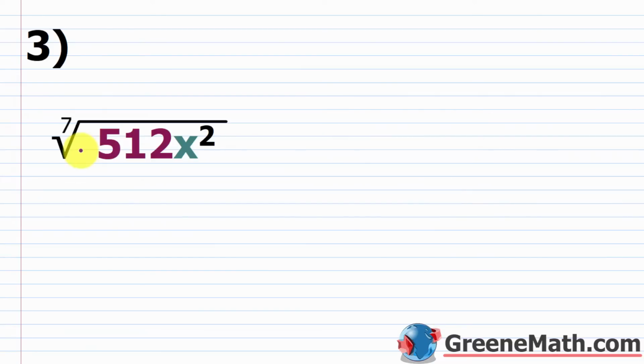So we have the 7th root of 512x squared. So the idea here is I would think about 512. You could make a factor tree, but this one's pretty simple. 512 is really 2 to the 9th power.